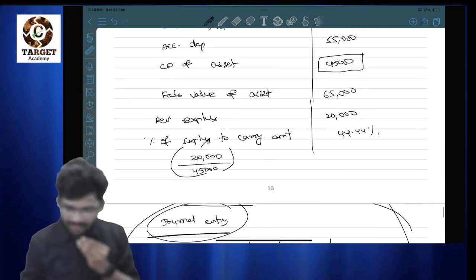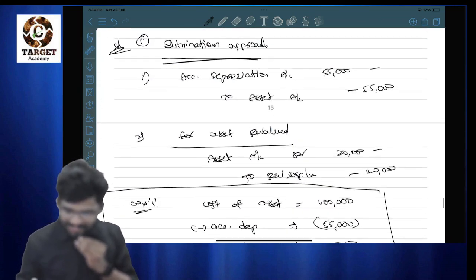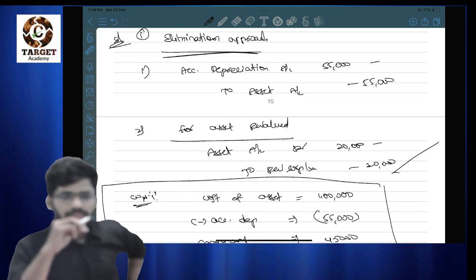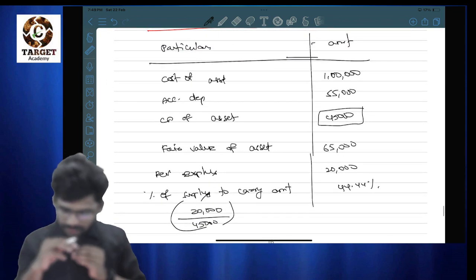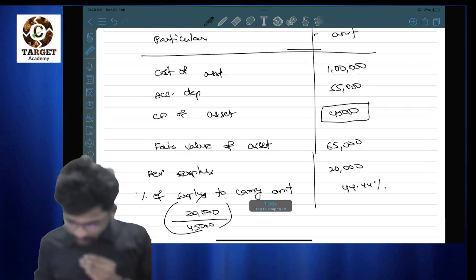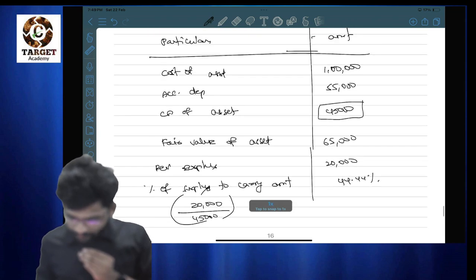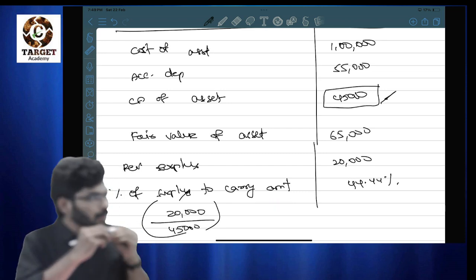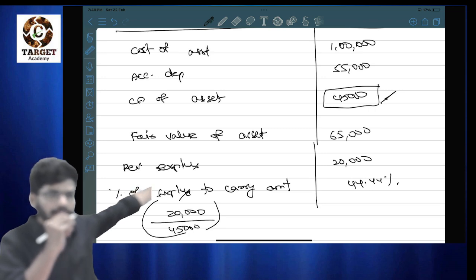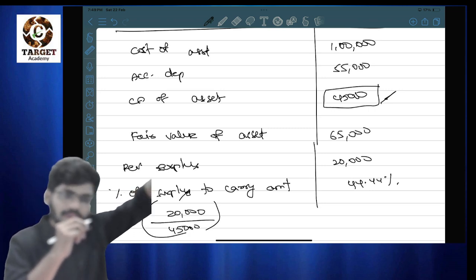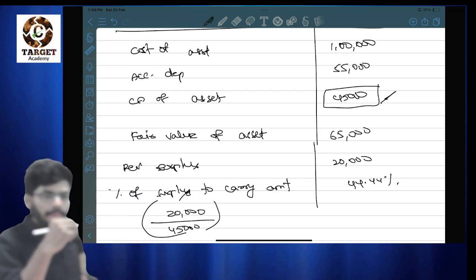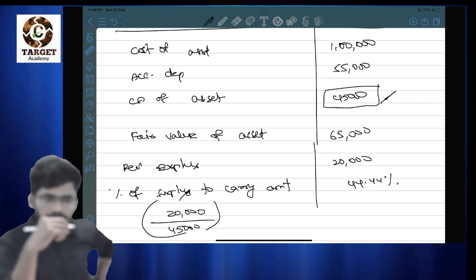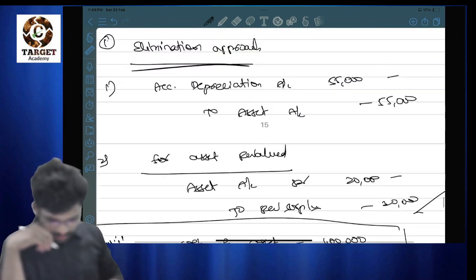Coming to the first method. Asset to revaluation surplus 20,000. Correct or not? So the intention of this question is that he wants to restate the value of assets. As of now the carrying amount of the asset is 45,000. But the asset should be at 1 lakh only because he's maintaining that, because this is not an elimination approach. Say yes or no, guys.